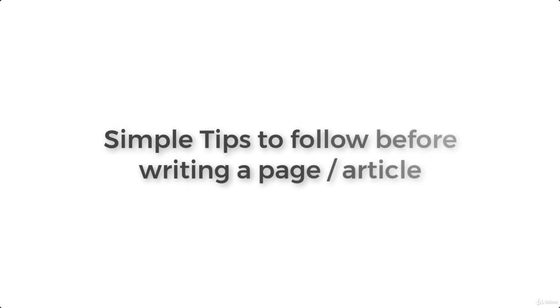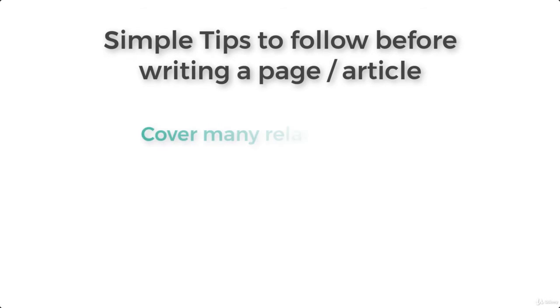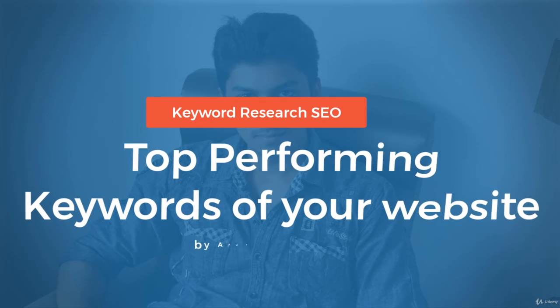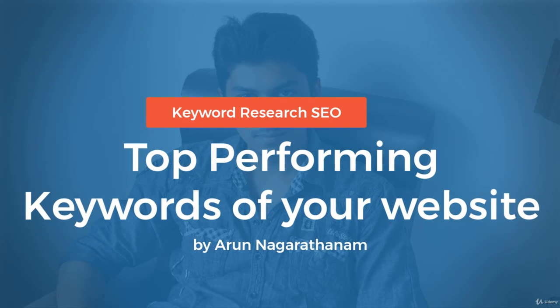So these are some simple tips which you can do in a few minutes before writing an article based on a particular keyword. By covering many related keywords in your article, you can easily improve the search relevancy of your article or page for your desired keyword. In the next lecture, you will learn how to find out the top performing keywords of your website.